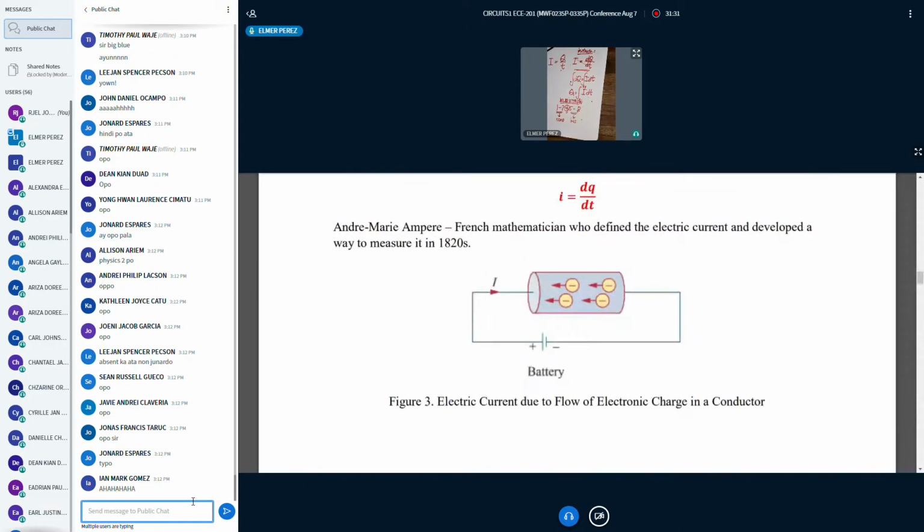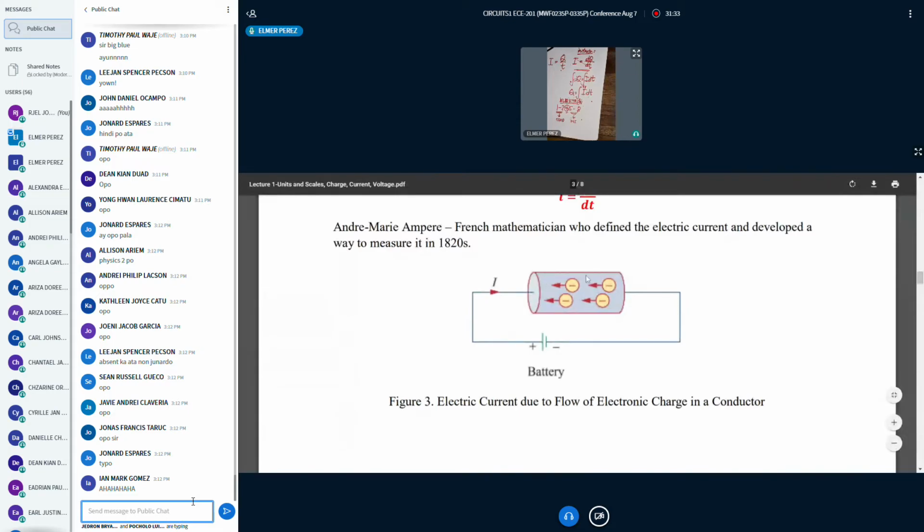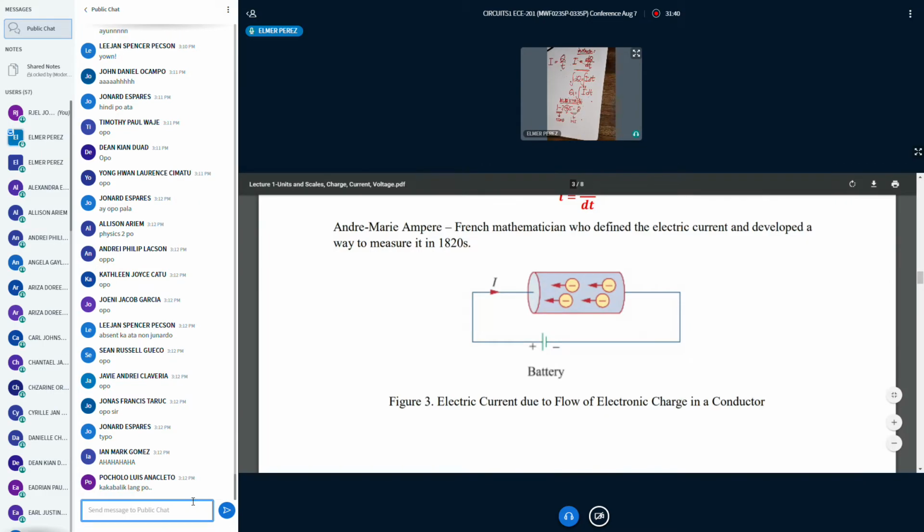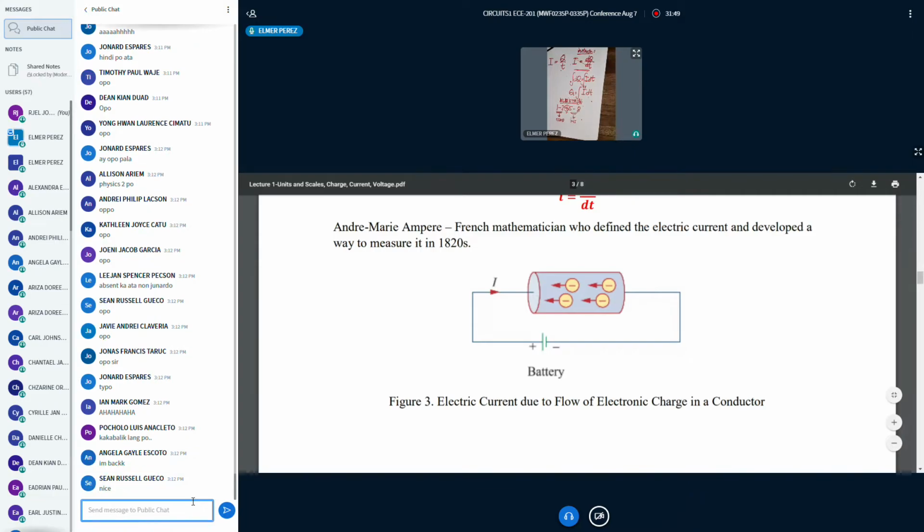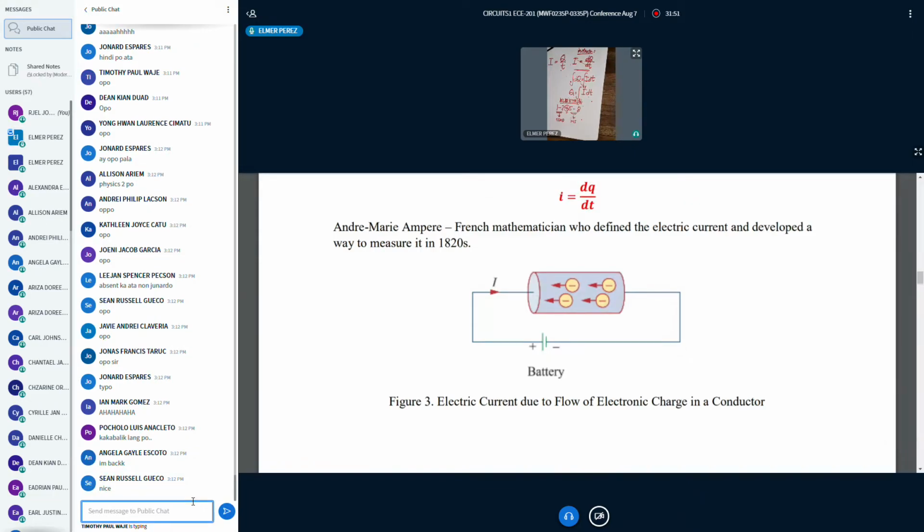Ayan. Kaya tingnan ninyo, yung mga electron, yung mga negative charges yung nagmo-move. Pero later, I will explain bakit yung direction ng current is paganyan, pero yung charges yung paganyan. Siguro na-explain naman ito sa inyo. That is what we call electron flow. Pag science ang pinag-uusapan, sinusundan nila yung electron flow.